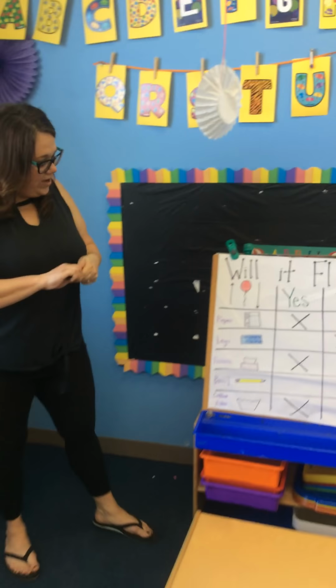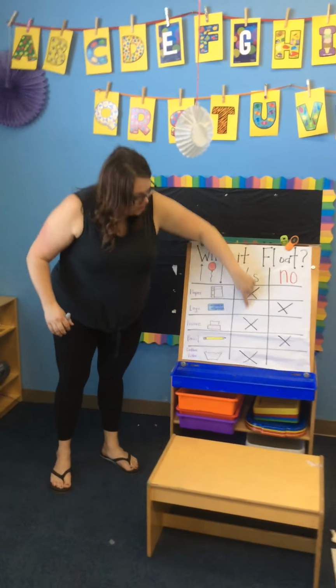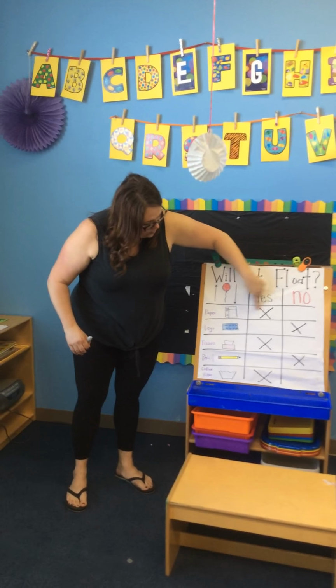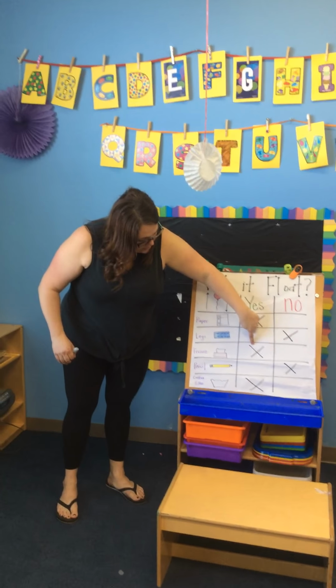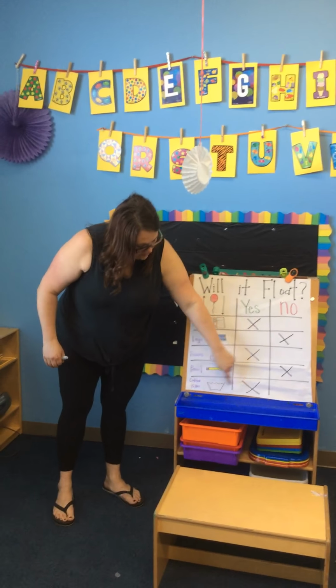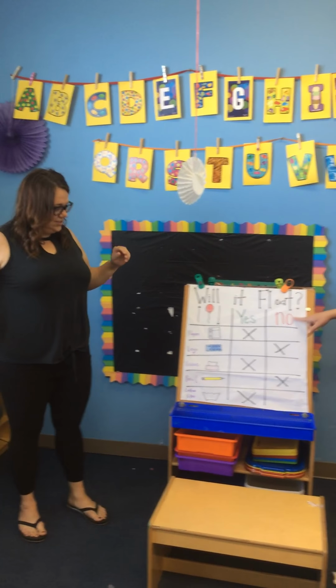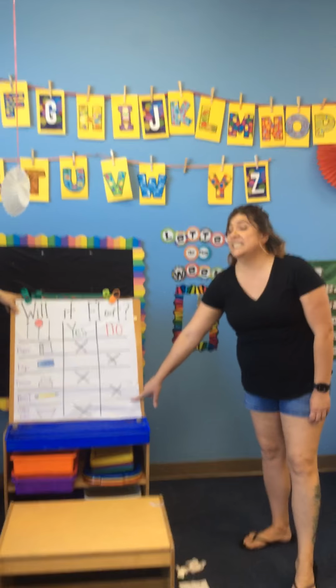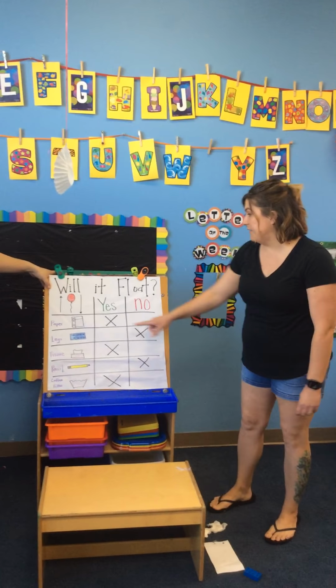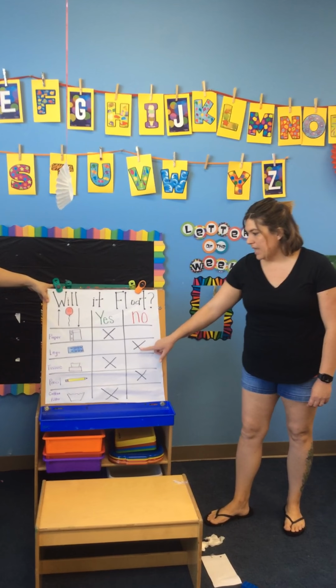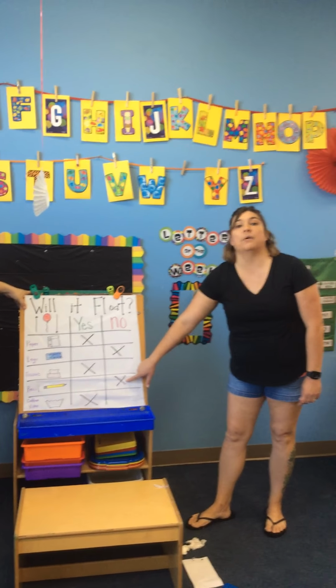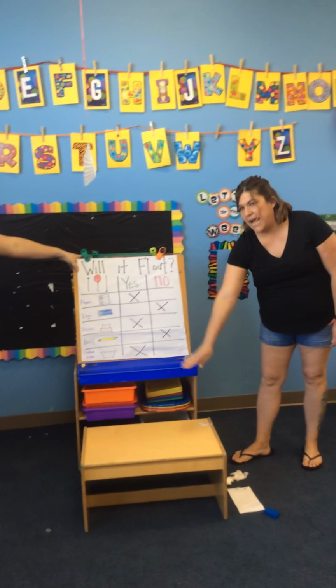So if you look here, we can see what did float. We have the paper was yes, the tissue was yes, and the coffee filter was yes. On this column, we can see what did not float. What was too heavy was the Lego and the pencil. They were too heavy, so they went down.